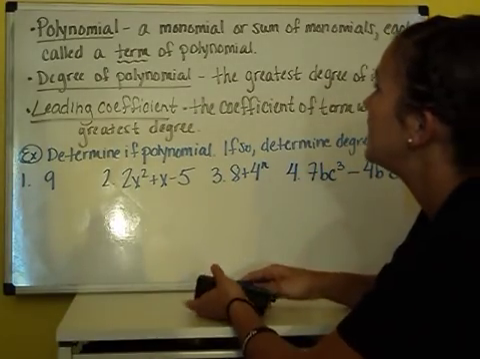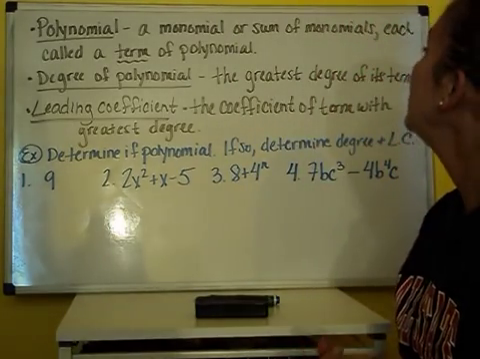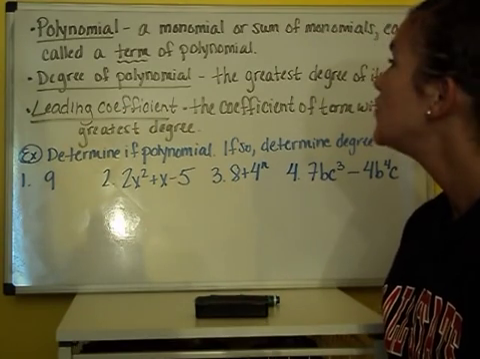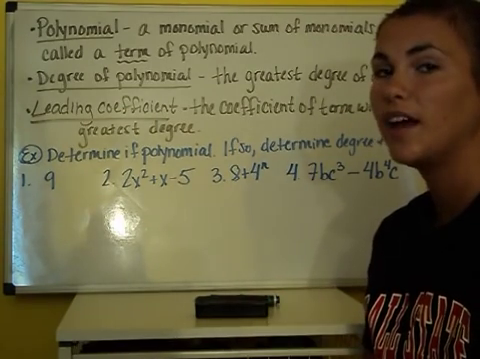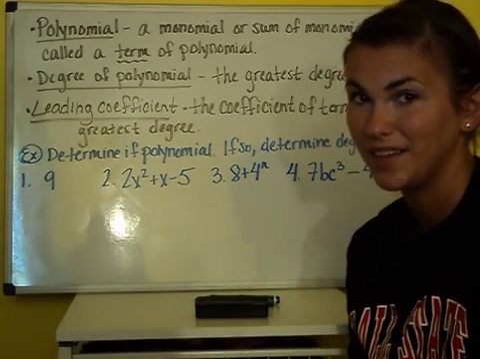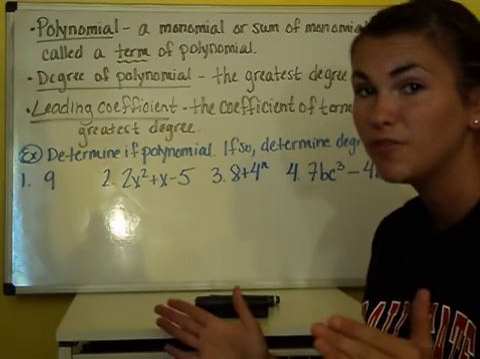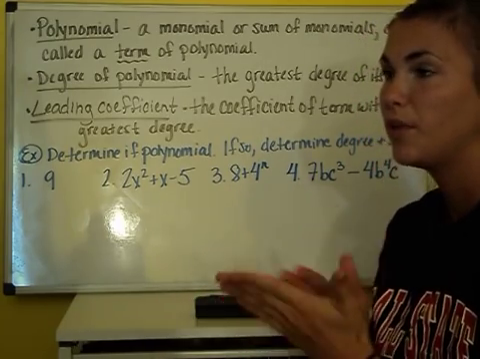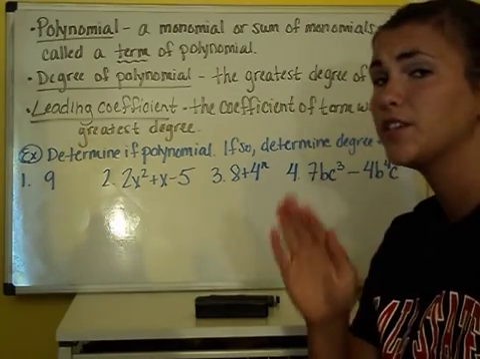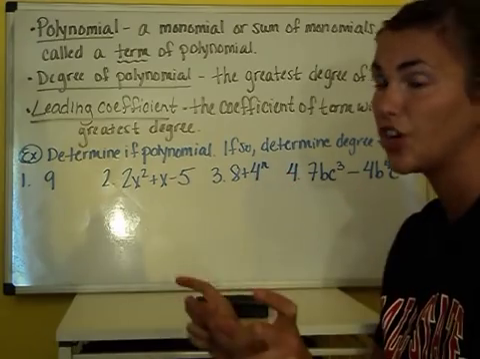A polynomial is a monomial or a sum of monomials, and each is called a term of the polynomial. So now we're having sums. Also remember that you can subtract as well, because subtracting is the same thing as adding a negative. So a polynomial is basically a bunch of monomials with plus and minus signs in between them. When you have a plus or a minus sign, those addition and subtraction signs separate things called terms.